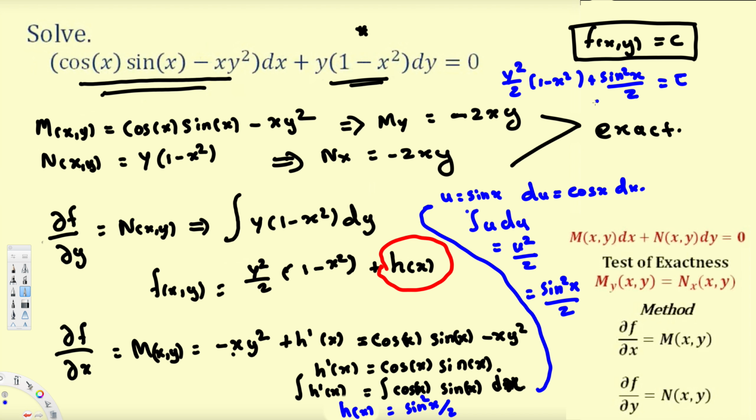To write this in a better way, let's say 2c is equal to c1, right? So we can write this as y squared times 1 minus x squared, because we are multiplying both sides by 2, plus sin squared x is equal to c1, because c1 is equal to 2c. So we can rewrite the final answer as this. This is going to be our general solution of this differential equation, and that's how we do this kind of problem.